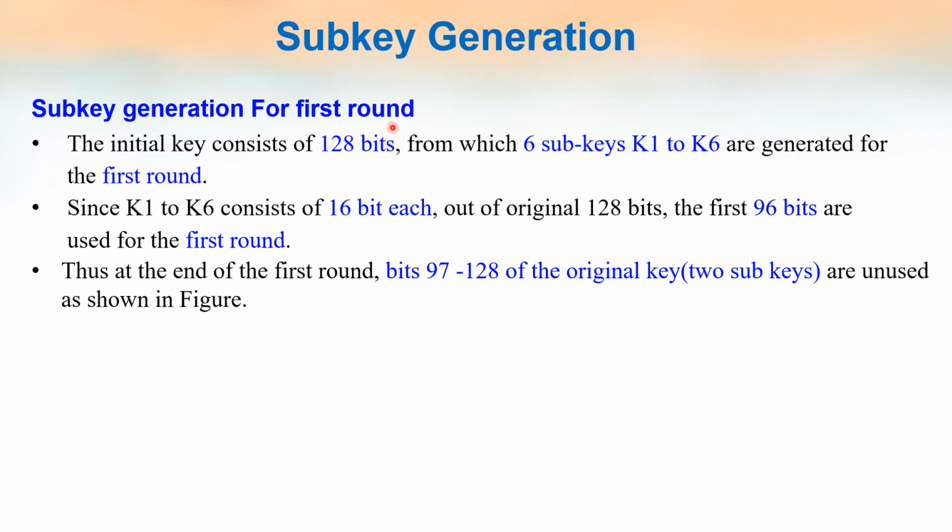Subkey generation for the first round. The initial key consists of 128 bits, from which 6 subkeys K1 to K6 are generated for the first round, each of length 16 bits. Since K1 to K6 consist of 16 bits each, out of the original 128 bits, the first 96 bits are used for the first round. Thus, at the end of the first round, bits 97 to 128 of the original key, 2 subkeys, are unused, as shown in the figure.